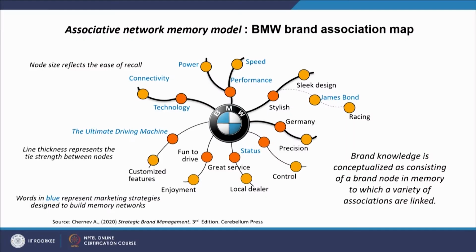you would realize that in this figure some lines are thicker as compared to a few. So, line thickness represents the strength between the nodes, and then words in blue represent marketing strategies designed to build memory networks. For example, connectivity, technology, power, speed, performance, James Bond also a marketing element, and status and so on.